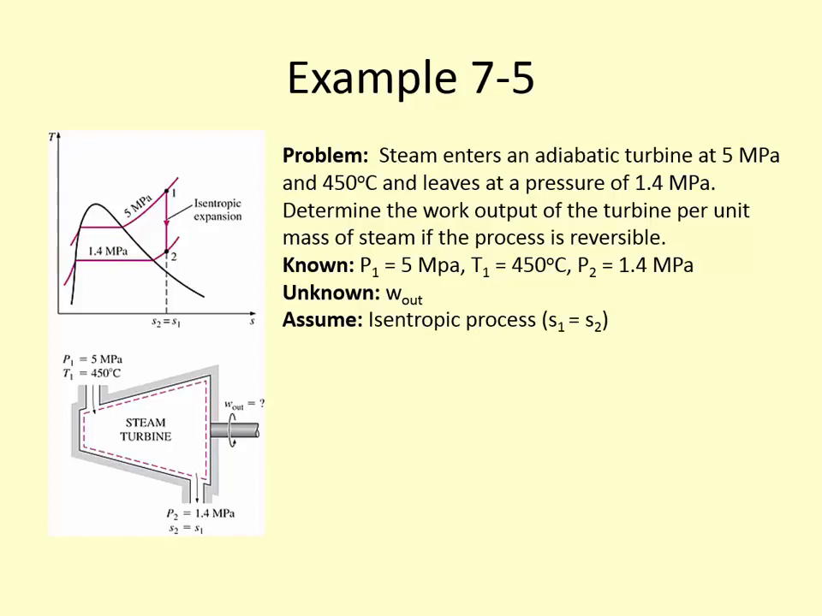So entropy stays the same. Okay, so we have the initial conditions are set, right? P1 and T1 are known, so we can look up property values at P1 and T1. But at the second state, we only know the pressure. How do we fix the state in this problem?